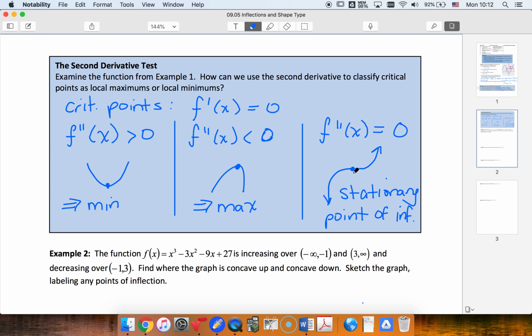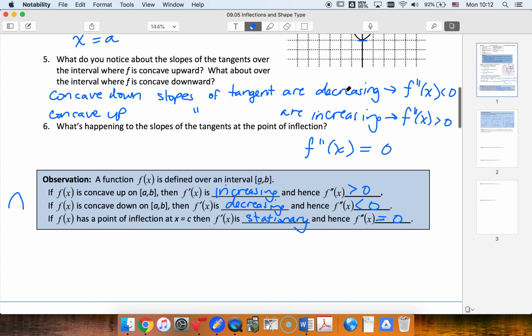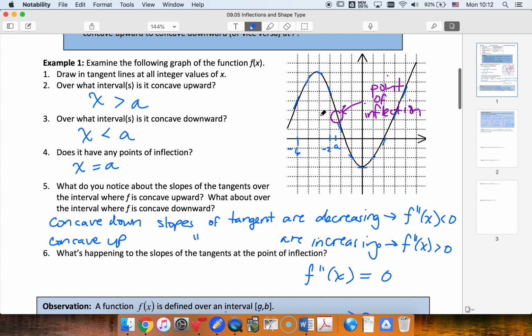So I went from concave down to concave up, and I flattened out for a bit, as opposed to the point of inflection that we saw up here, where this is a non-stationary point of inflection. At this point, my first derivative would be negative.